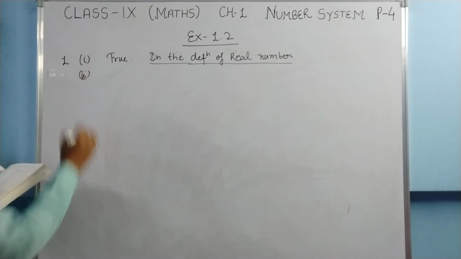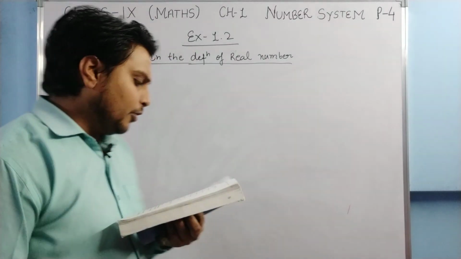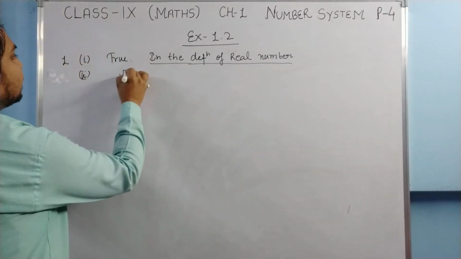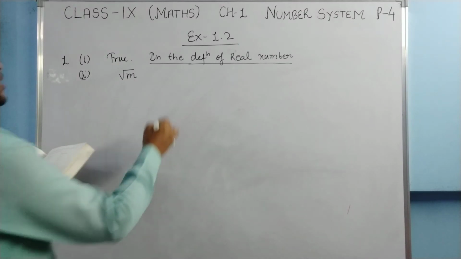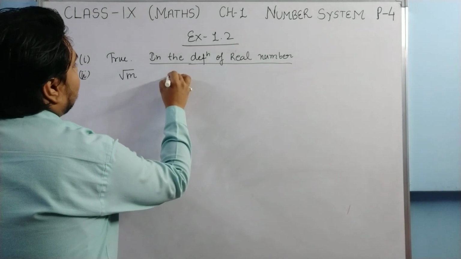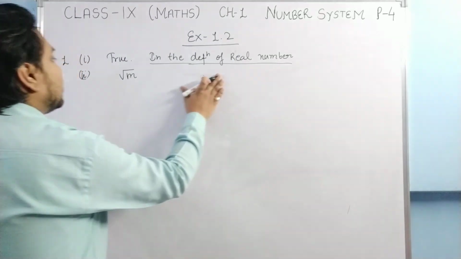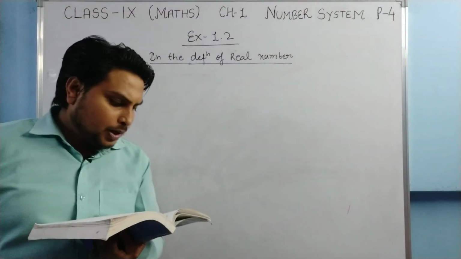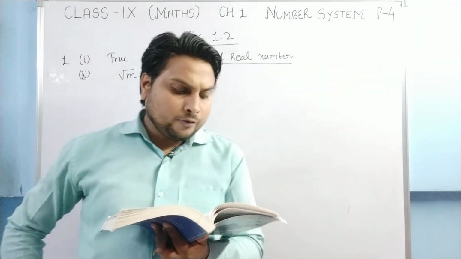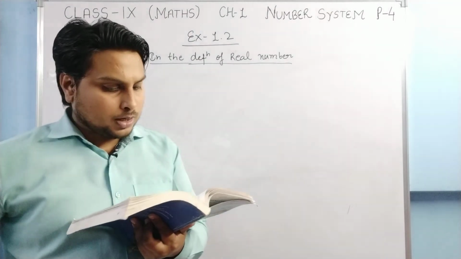Second part is, every point on the number line is of the form under root m, where m is a natural number. Okay, now understand, can this statement be true? Can it be a true statement? Every point on the number line is of the form under root m, where m is a natural number.